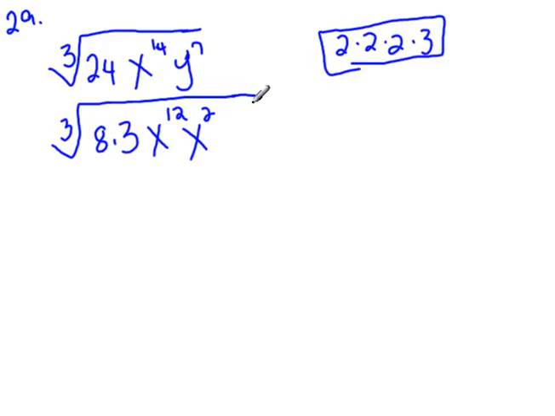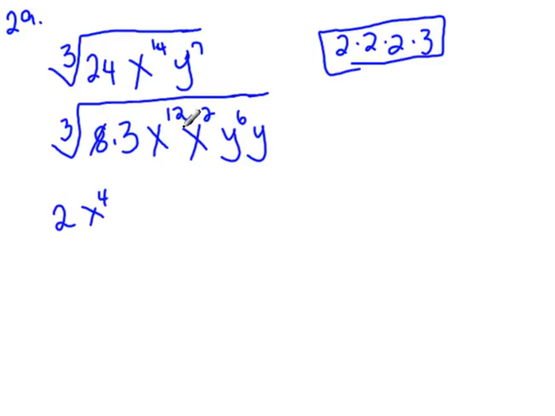And I'm going to do the same thing with y. 6 is a multiple of 3, so I have y to the 6th and 1 left over to make y to the 7th. Now I've got everything set up so that I can take cubic roots. The cubic root of 8 is 2, so that comes out. The cubic root of x to the 12th: remember you take this power and divide by the index. 12 divided by 3 is 4, so x to the 4th comes out.